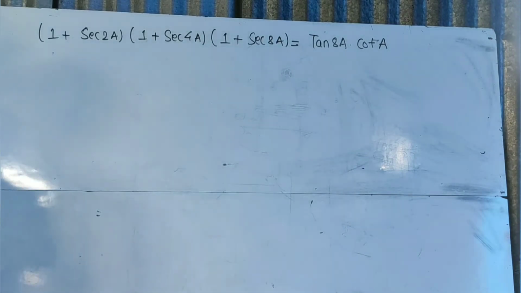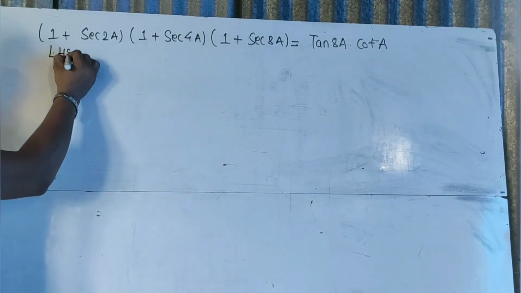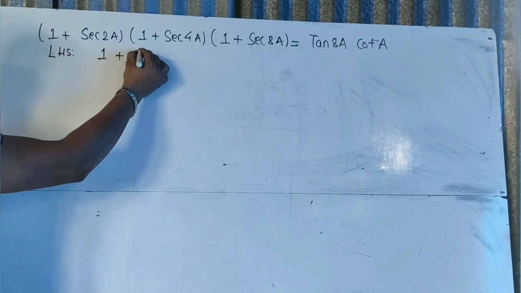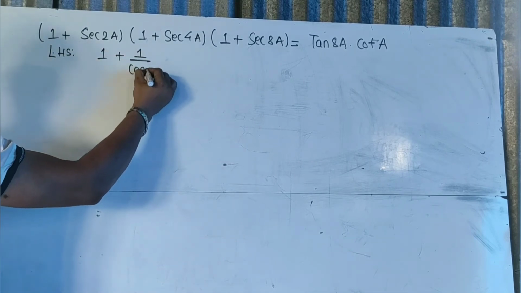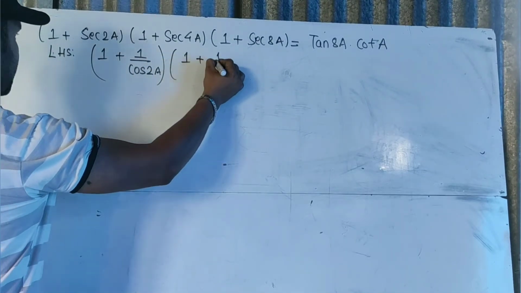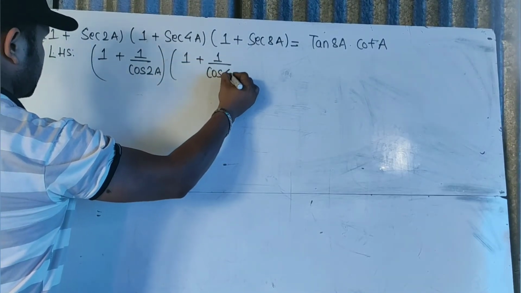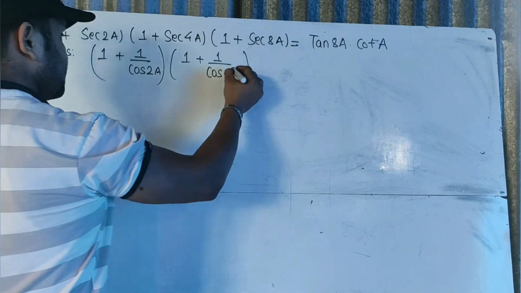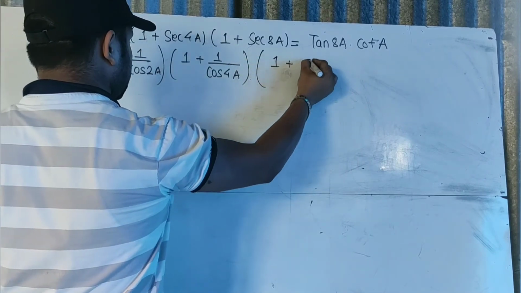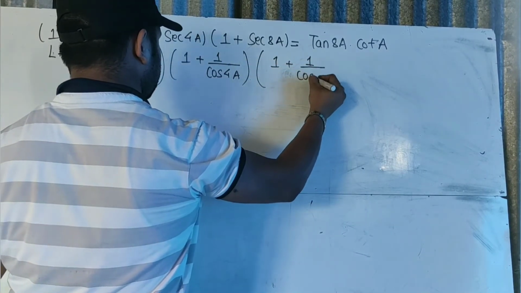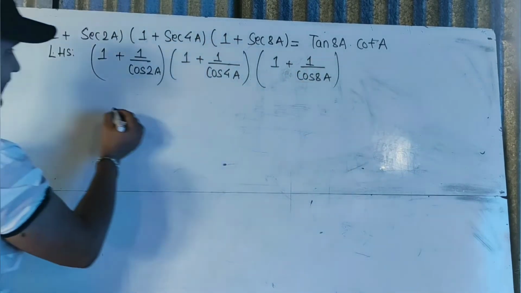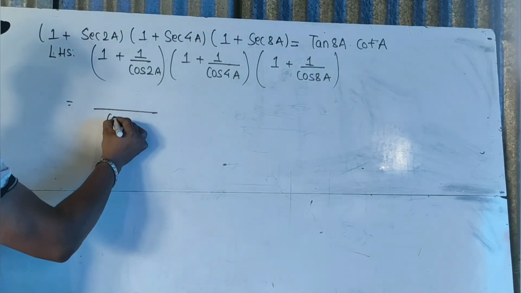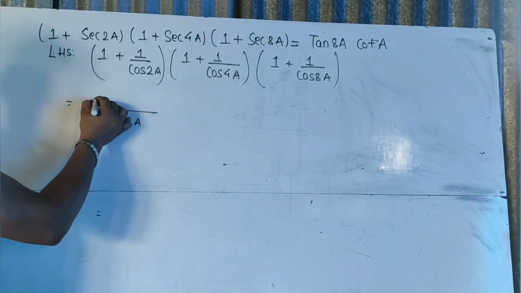Okay, now the next problem. We'll start with the LHS. In place of sec 2a, you can write 1 by cos 2a. In place of sec 4a, you can write 1 by cos 4a. Now in place of sec 8a, you can write 1 by cos 8a. Now we'll take the LCM. When you take LCM, you'll have cos 2a here, and you'll have 1 plus cos 2a.